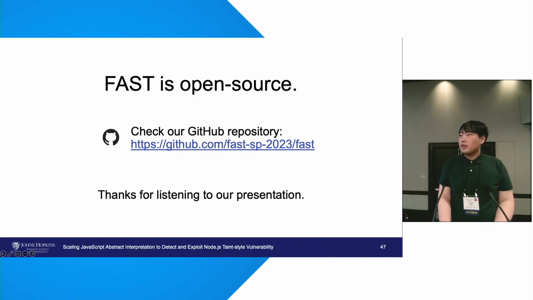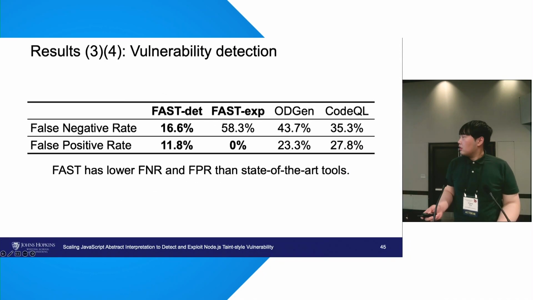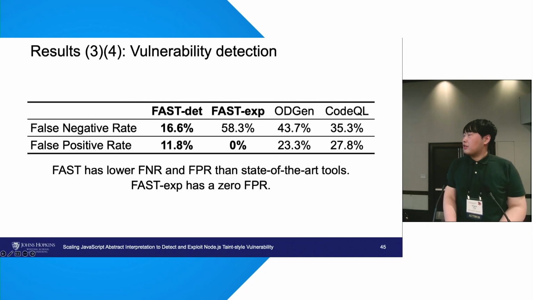I have one question for you. Could you go to slide 45? Yeah, sure. So FastEXP has higher false negative rate compared to the other tools. Can you explain why that is the case? That's a great question. Because when a vulnerability is exploitable, FastEXP will regard that as a detected vulnerability. That's why we have a higher false negative rate than other tools.